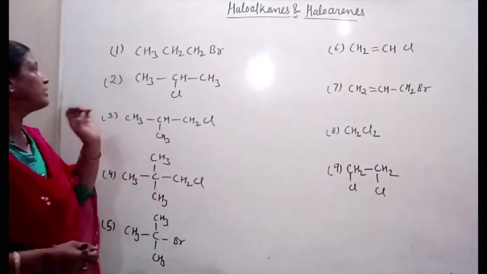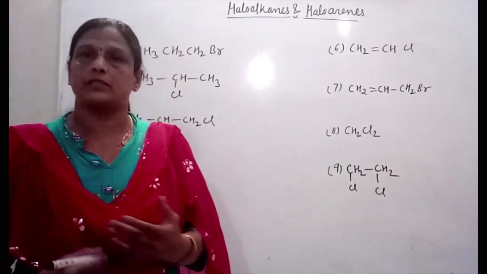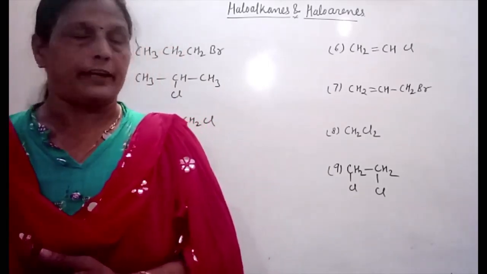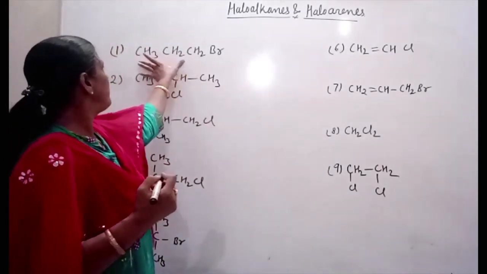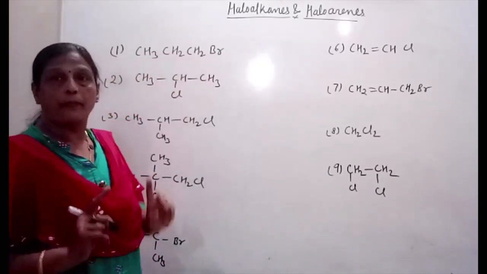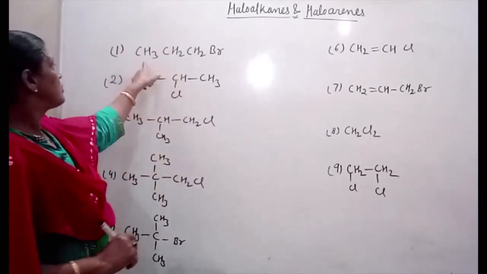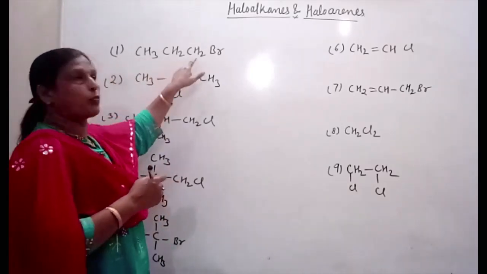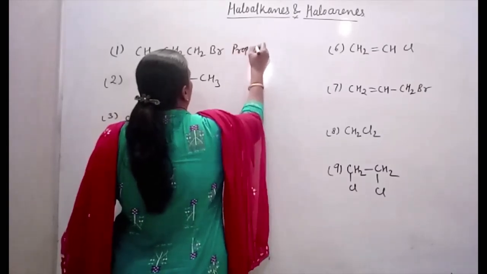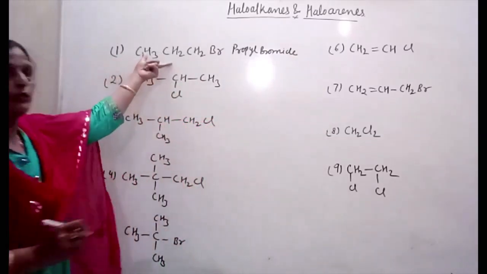Let us start now by naming this compound. First of all, the common name. You know that in the common name the alkyl group is named first, followed by the halide. So what is the alkyl group here? The alkyl group is this, 1, 2, 3, propyl, and this is n-propyl because it doesn't have any branched structure. So its common name is propyl bromide. And what is its IUPAC name?